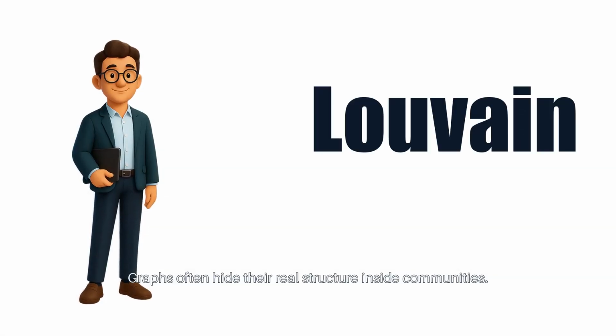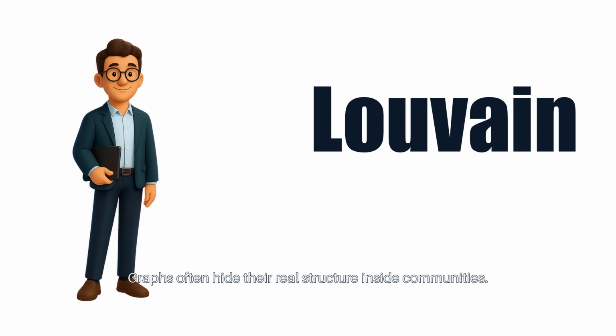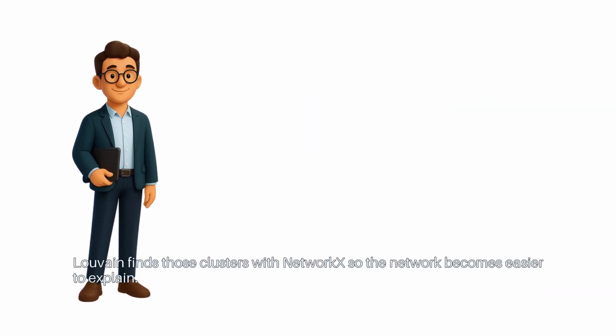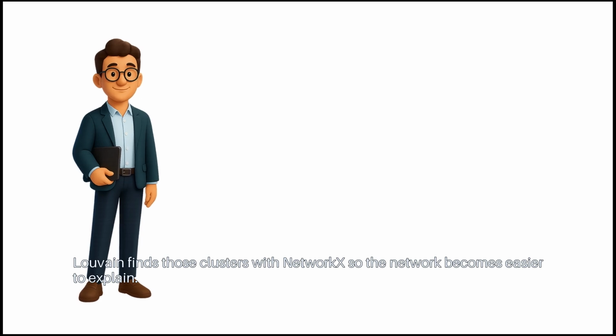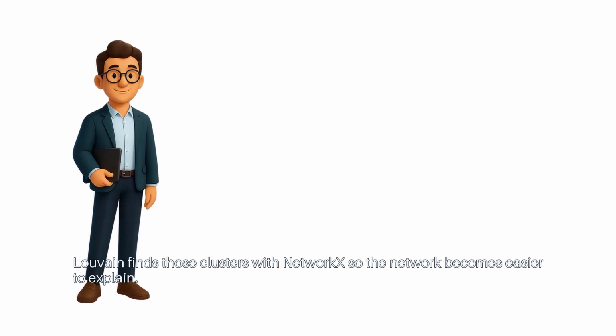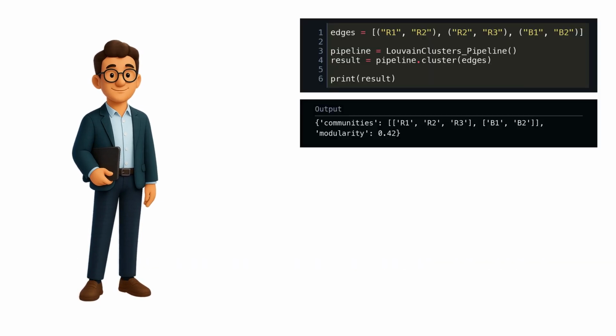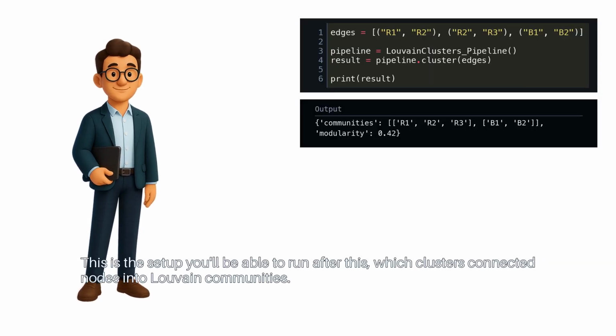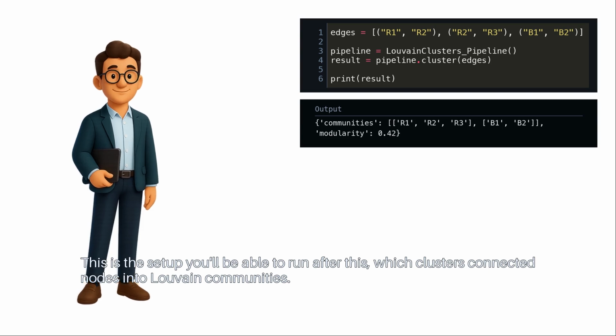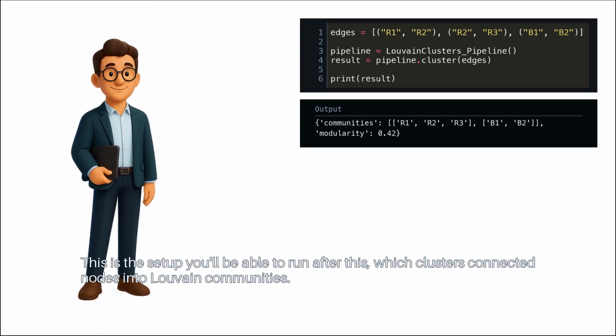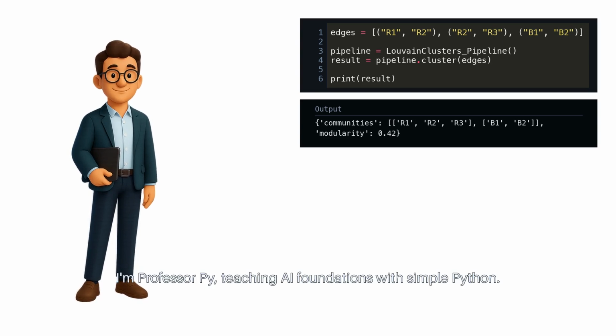Graphs often hide their real structure inside communities. Louvain finds those clusters with NetworkX, so the network becomes easier to explain. This is the setup you'll be able to run after this, which clusters connected nodes into Louvain communities. I'm Professor Pi, teaching AI foundations with simple Python.